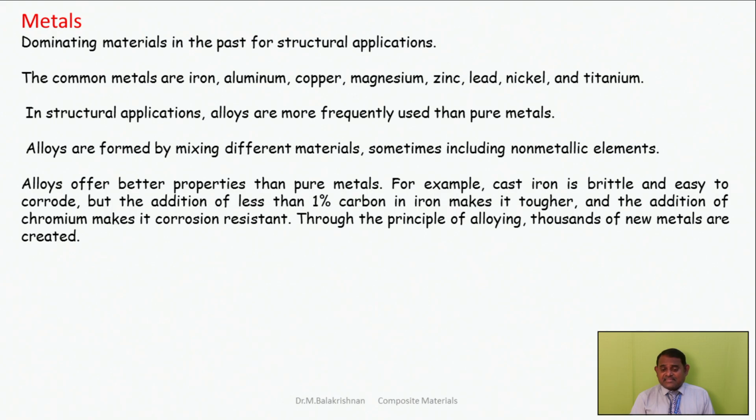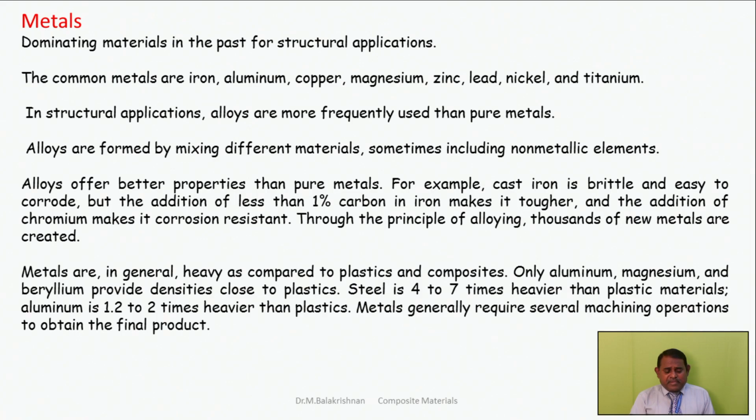For example, cast iron is brittle and easy to corrode, but the addition of less than 1% of carbon in iron makes it much tougher, and the addition of chromium makes it very corrosion resistant. Through the principle of alloying, thousands of metals or alloys are created because of the chance of adding many alloying elements to the metals. And metals are in general heavy compared to plastics and composites. Only aluminum, magnesium and beryllium provide densities closer to plastics.